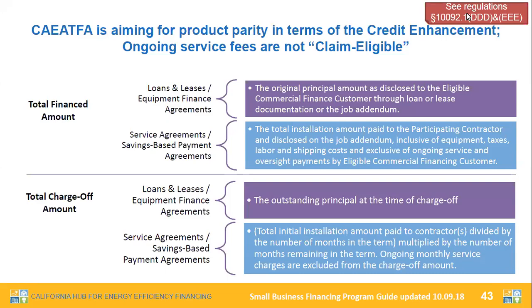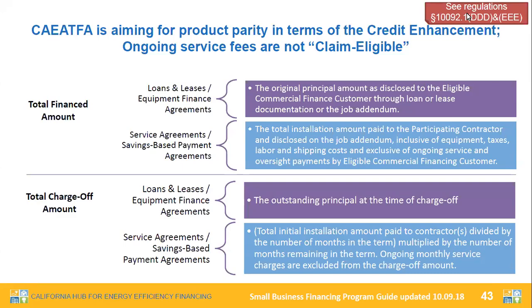The total financed amount for loans and leases is very simple. It's just the original principal that was disclosed to the customer through the loan or lease documentation or job addendum. For a service agreement or a savings-based payment agreement, and we'll get to those product definitions in a moment, this is the total installation amount paid to the participating contractor and disclosed on the job addendum, and it's inclusive of equipment, taxes, labor, and shipping, but it's exclusive of ongoing service and oversight payments. So what we're considering to be financed is that upfront investment to do the install, not the ongoing monthly charge that the customer might pay for maintenance with these agreements.